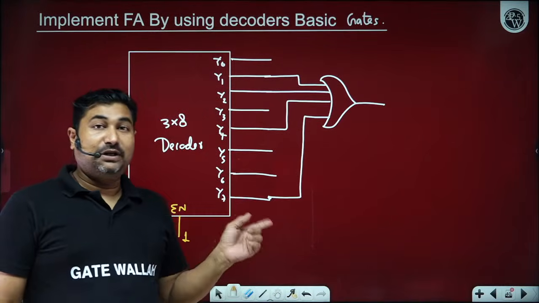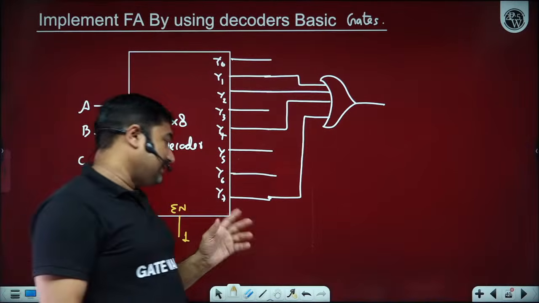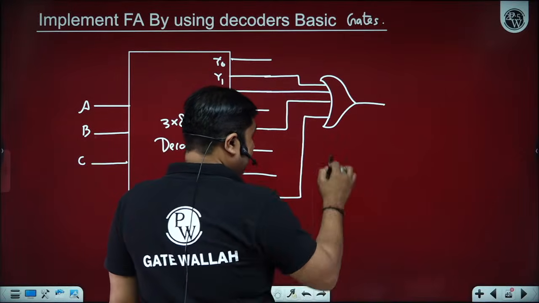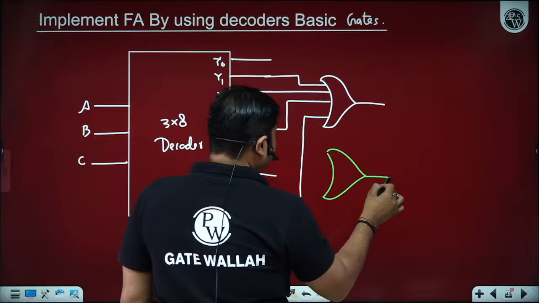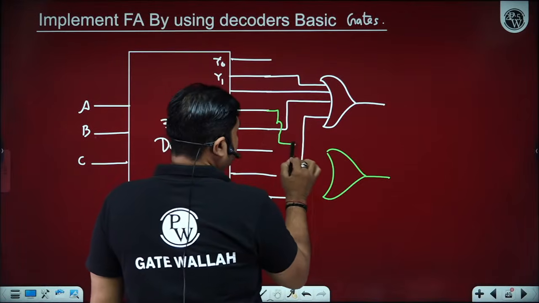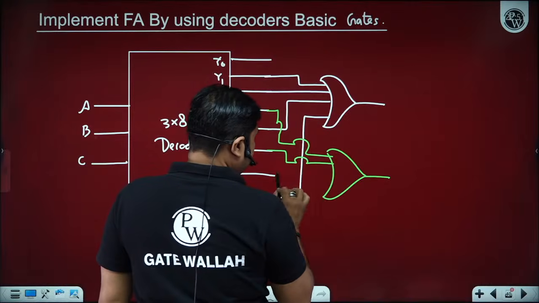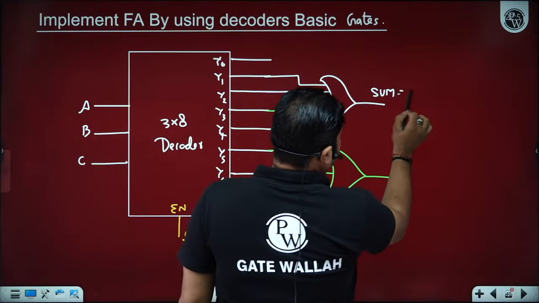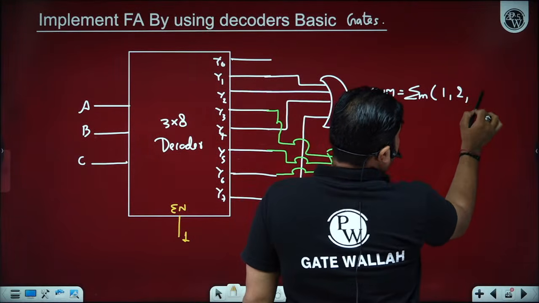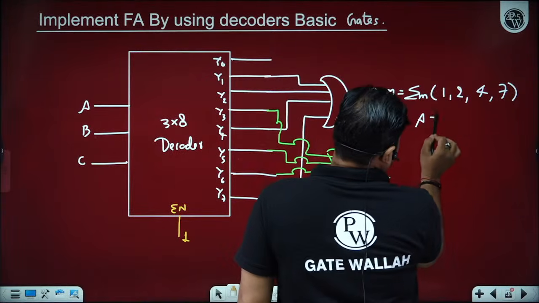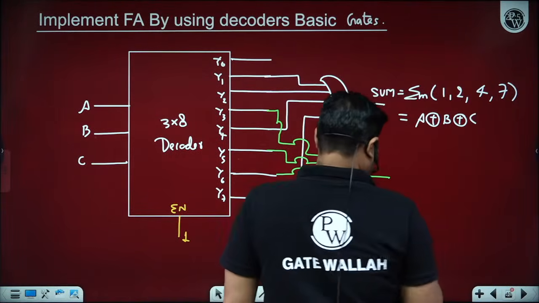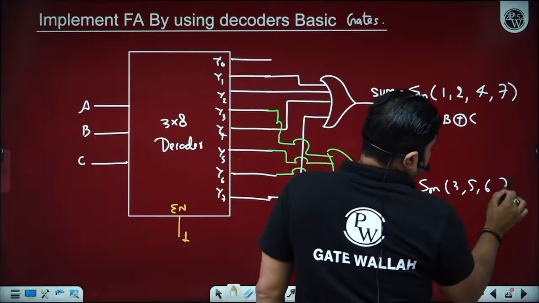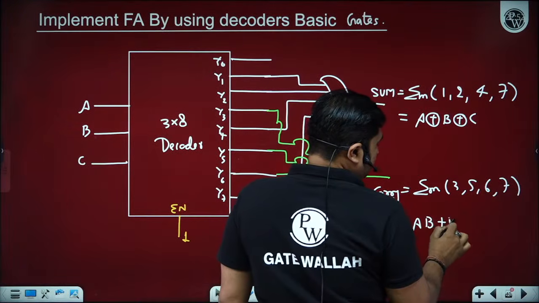Is it okay? How many of you are now able to understand? Great, sir. In the same way, for carry, we have a 3 majority bit detector circuit, that is 3, 5, 6, 7. So we have sum bit, summation of M 1, 2, 4, 7, which is A XOR B XOR C, and carry, summation of M 3, 5, 6, 7, that is AB plus BC plus CA.